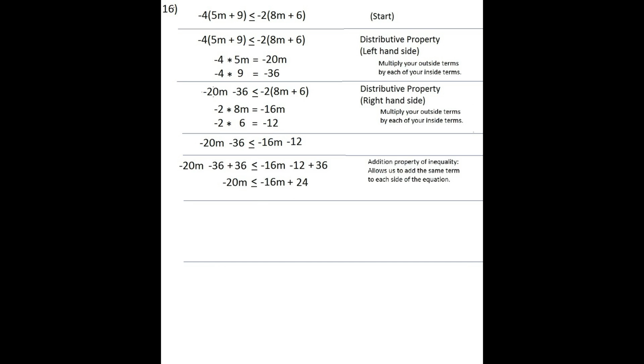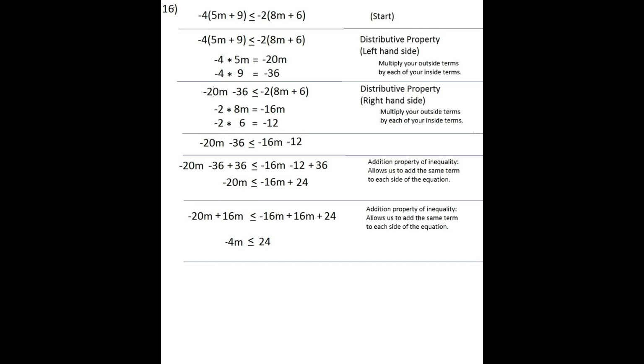We're going to add 36 to both sides. And see that negative 20m minus 36? We're going to add 36 to cancel that out on the left. So since we do it on the left, we have to do it on the right. Negative 16m minus 12 plus 36. And that's the addition property of inequality. We're going to add the same thing to both sides. We have negative 20m is less than or equal to negative 16m plus 24.